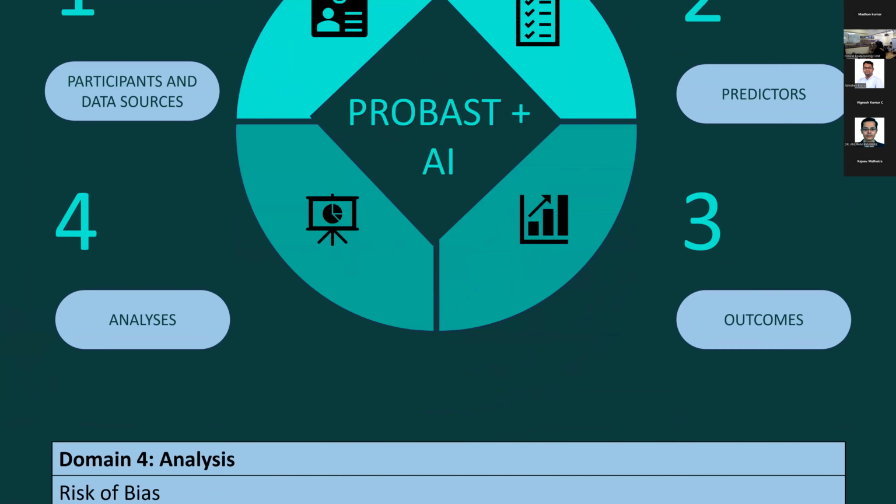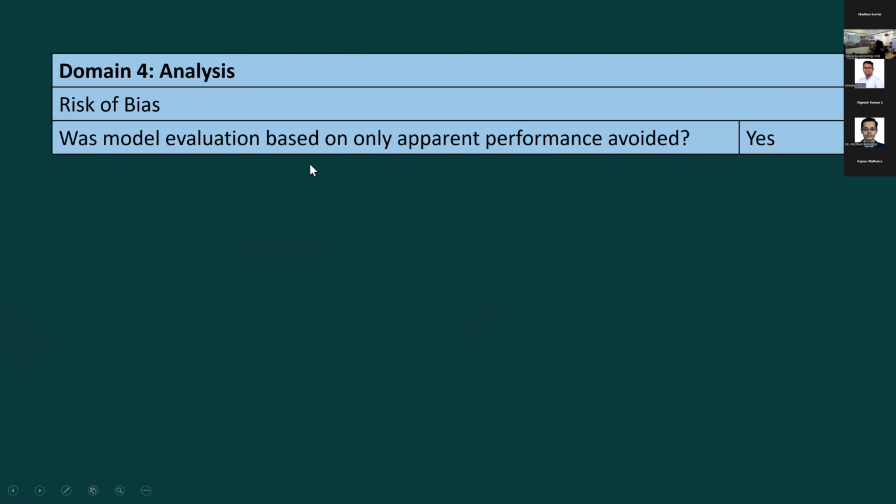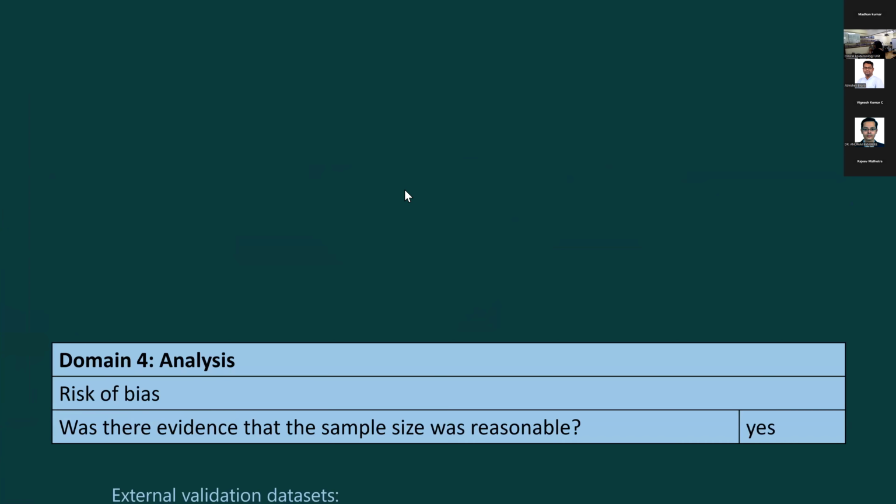When we look at the analysis part, was model evaluation based only on apparent performance avoided? Apparent performance is when the model is tested on the data on which it is trained. Generally they don't do that. You use either an internal validation or external validation. Here we have external validation data, so the evaluation is not based on the apparent performance.